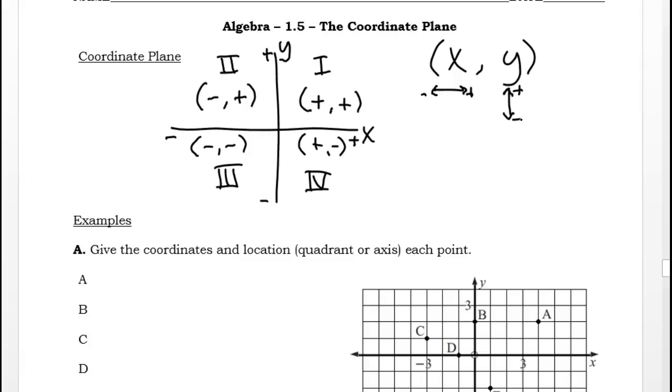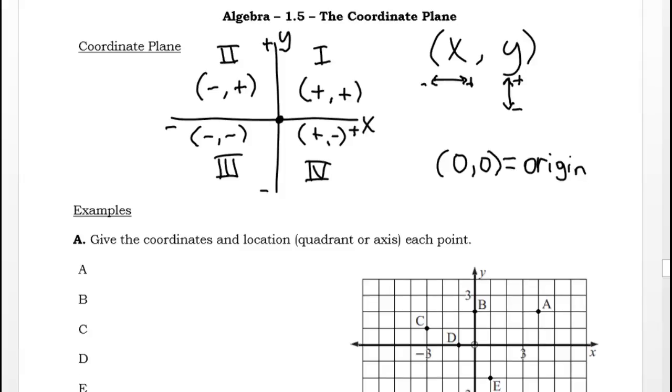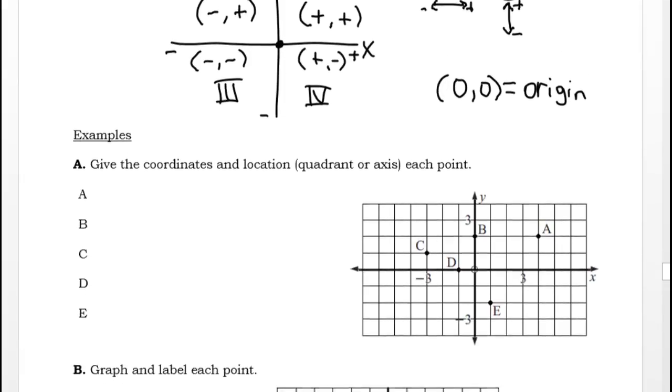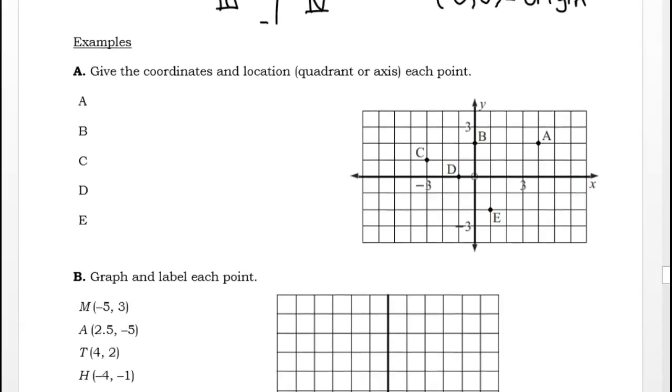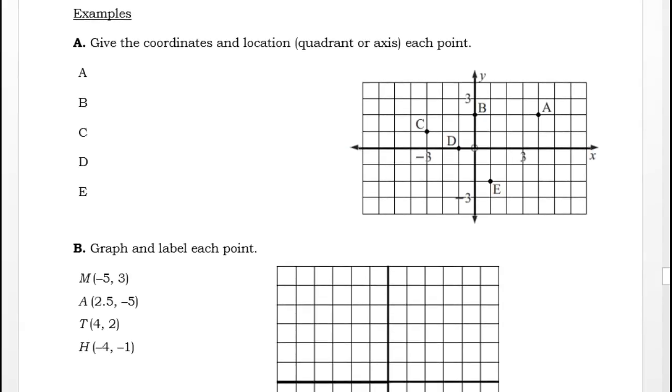We have one special point that I want to name, and that is the point with coordinates 0, 0. We call that the origin. So with that in mind, we should be able to plot some points, name some locations, and give some coordinates. Letter A, give the coordinates and location or quadrant. Give the coordinates and location, which means give the quadrant or axis of each point.